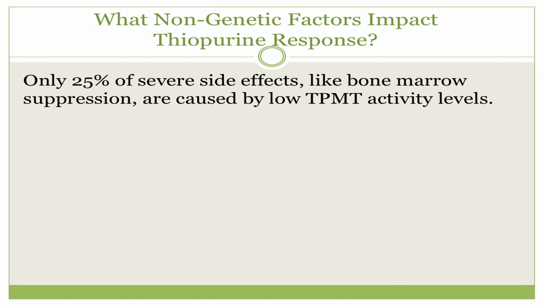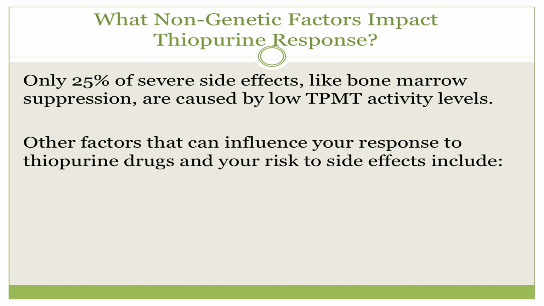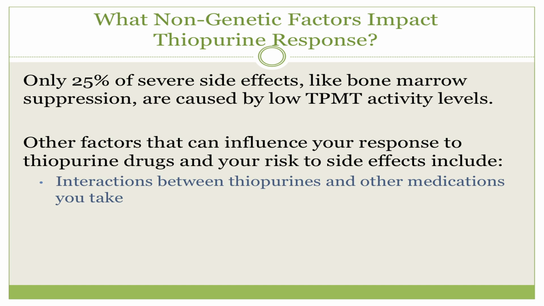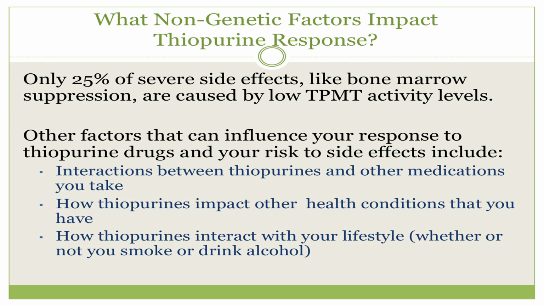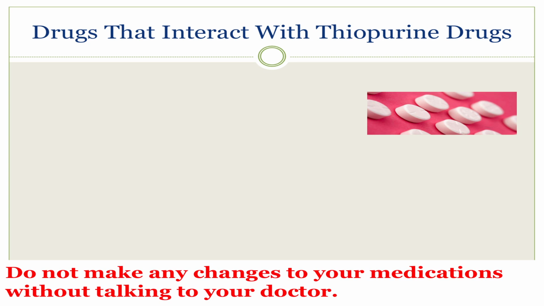Only 25% of severe side effects, like bone marrow suppression, are caused by low TPMT activity levels. Other factors that can influence your response to thiopurine drugs and your risk of side effects include interactions between thiopurines and other medications that you take, how thiopurines impact other health conditions that you have, and how thiopurines interact with your lifestyle, like whether or not you smoke or drink alcohol.